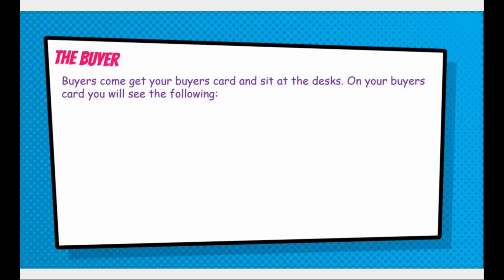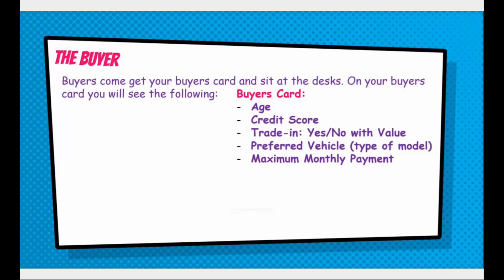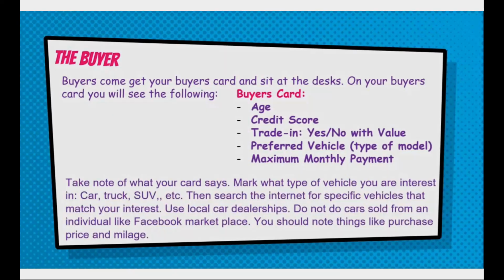What I'm going to have you do is the buyers are going to come get what's called a buyer's card, and then you're going to sit at the desk away from the sellers. On your buyer's card, you will see the following. Your buyer's card is going to have your age, your credit score, whether or not you have a trade-in with its value, your preferred vehicle type, and the maximum monthly payment you can afford. When the buyers get your card, take note of what your card says. Mark what type of vehicle you're interested in, whether it's a car, truck, SUV, etc.